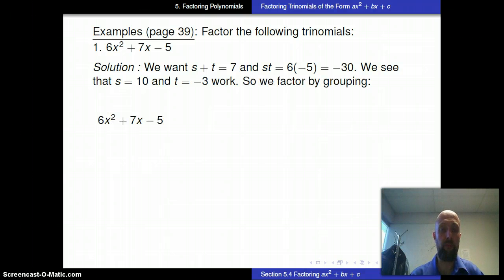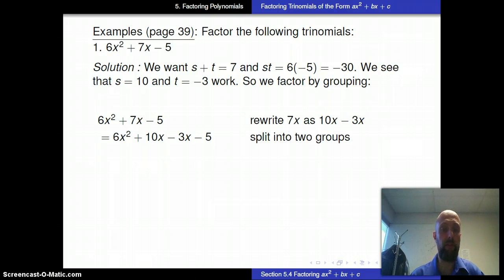So we factor by grouping. 6x squared plus 7x minus 5. The first thing we do, since the numbers we had were 10 and negative 3, is rewriting 7x as 10x minus 3x. Now we continue the technique of factoring by grouping. So we split into two groups. Since the third term starts with a negative sign, we factor out a negative sign in the second group.